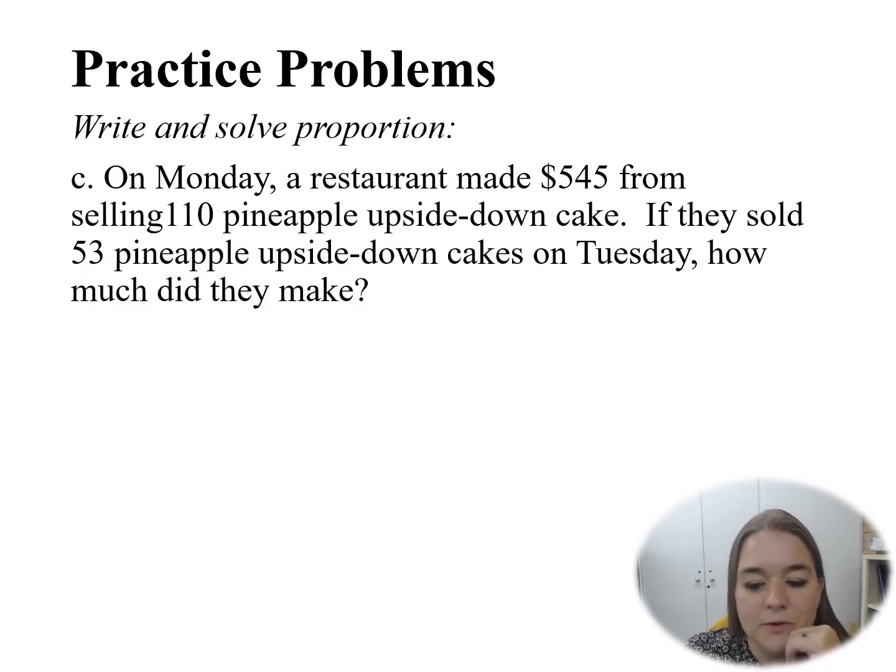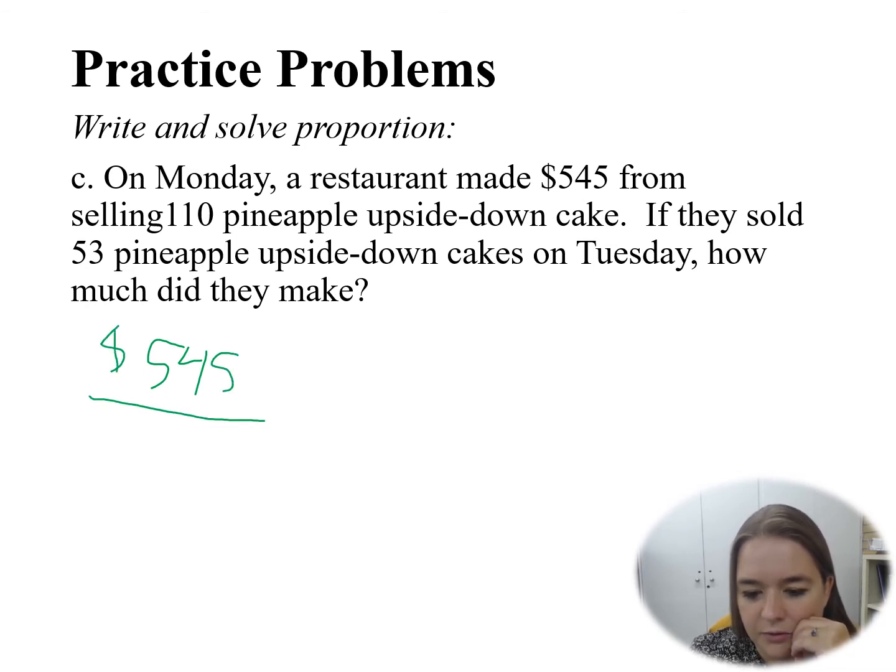So now let's practice with a word problem. On Monday, a restaurant made $545 from selling 110 pineapple upside-down cakes. If they sold 53 pineapple upside-down cakes on Tuesday, how much did they make? Well, the first thing I want to do is write out a proportion. So what I see is that they have $545 of profit per 110 pineapple upside-down cakes. I want to set that equal to the 53 pineapple upside-down cakes that they made, and I want to determine their profit.